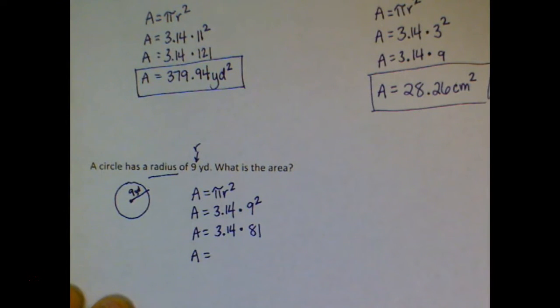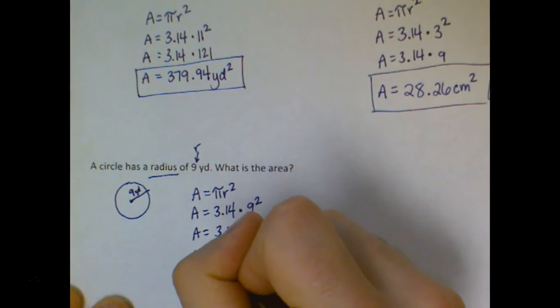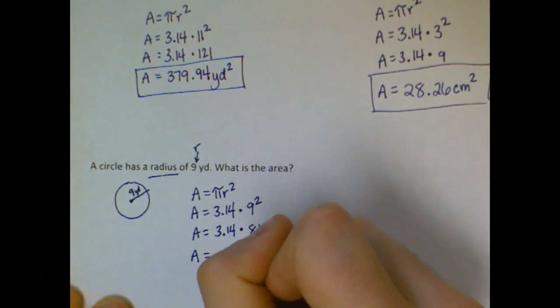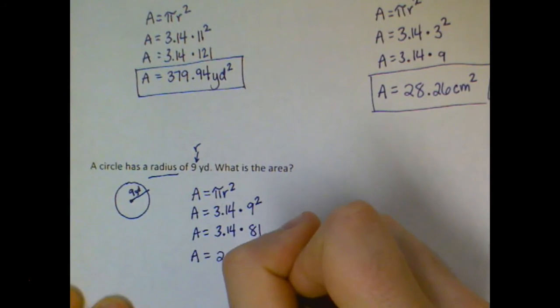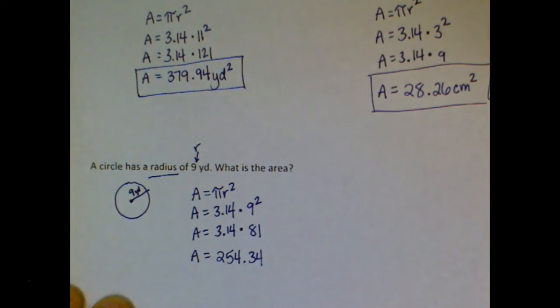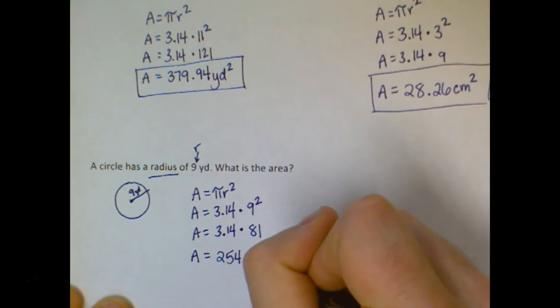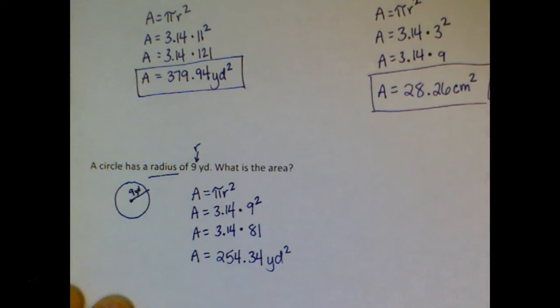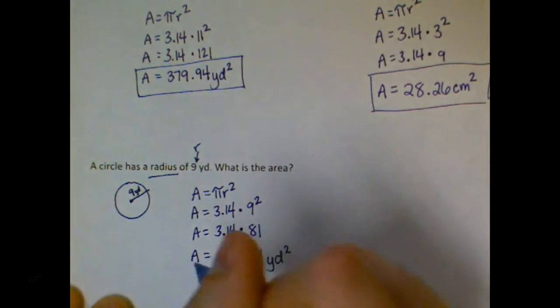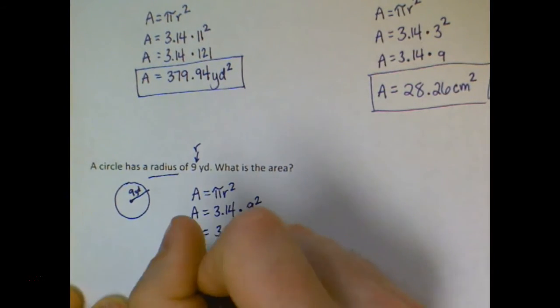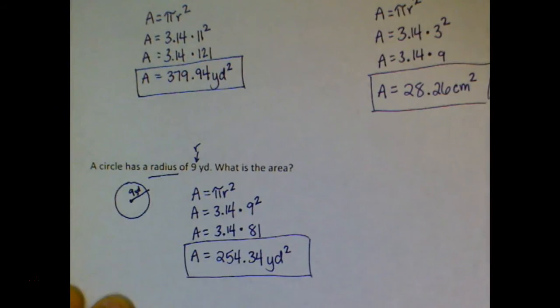All right, when you multiply that, you get an answer of 254.34. And just like we had up here in that problem, we are dealing with yards, so our answer is going to be yards squared because it's area. So for a circle with a radius of 9 yards, 254.34 yards squared is our area.